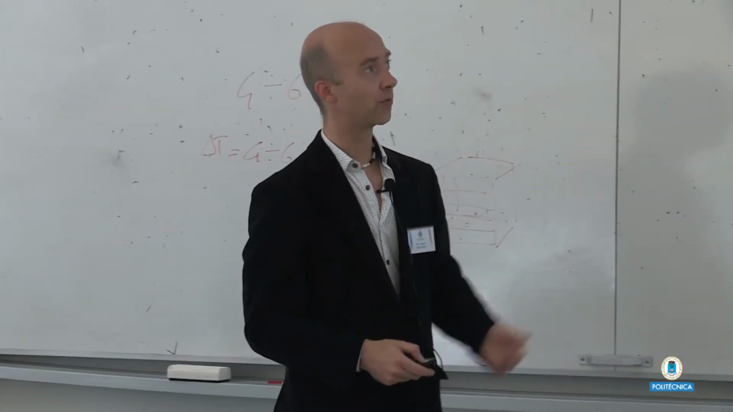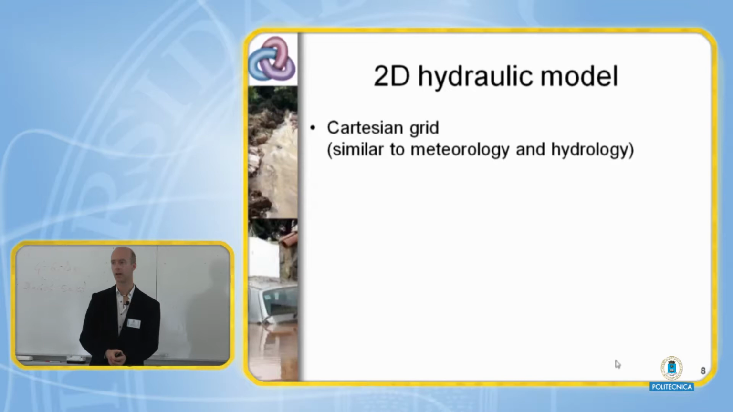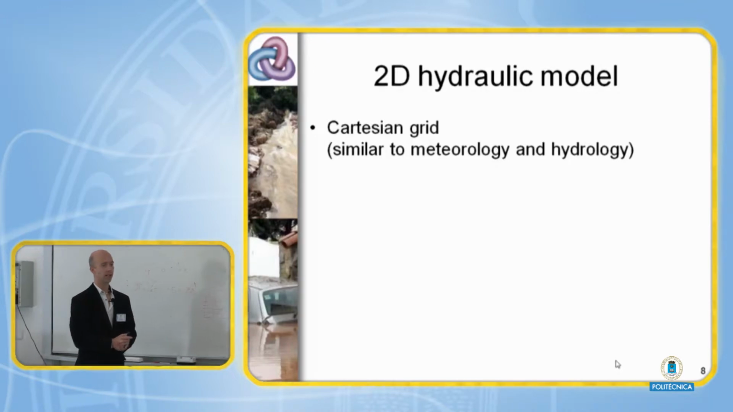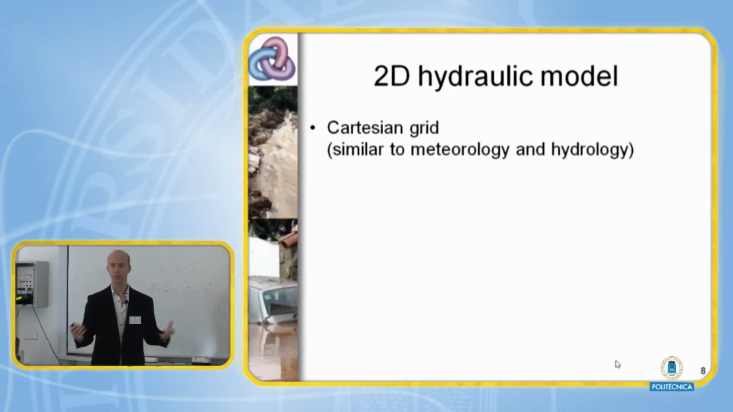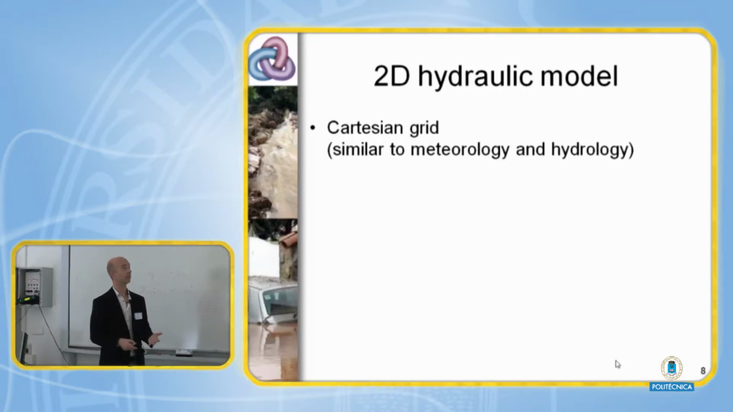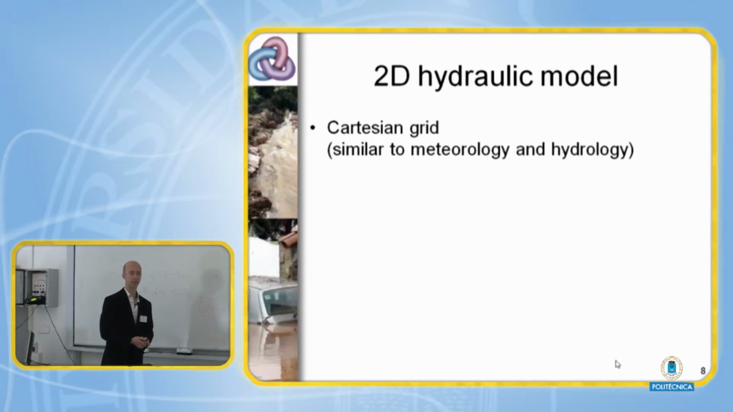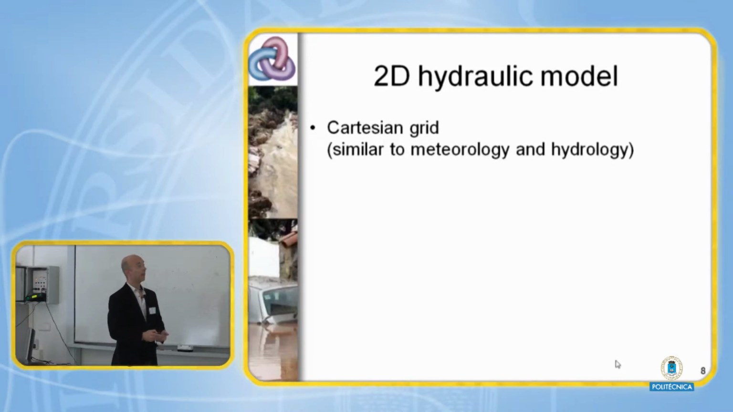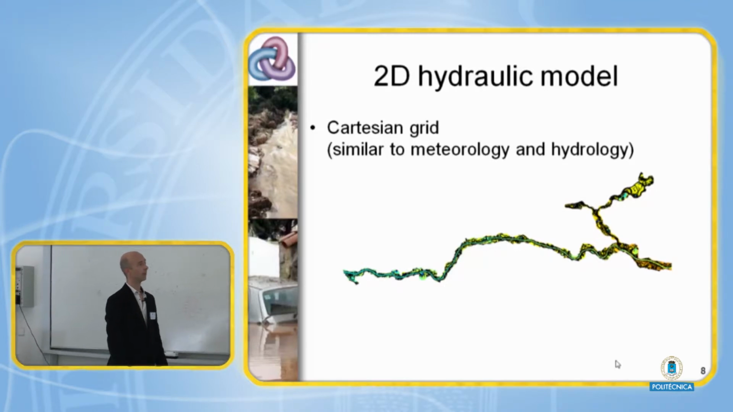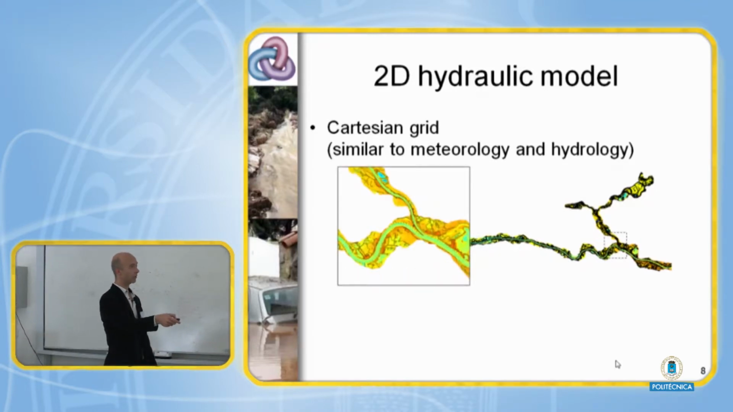So I'll switch now to the hydraulic model. We've seen the equation, so no reason to go there. And the question is, what do we mean by a 2D hydraulic model? You can start with a Cartesian grid, just like meteorology does. But then, this is a river. Let's show some of the details.